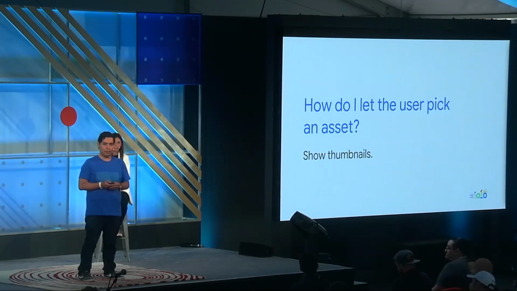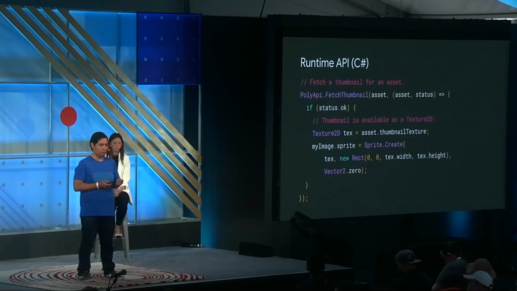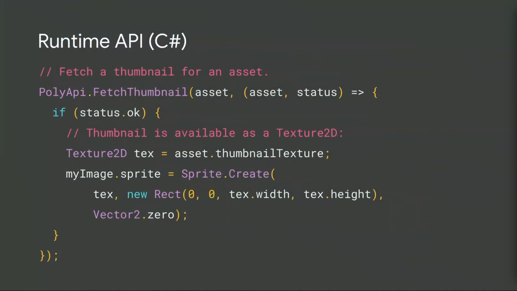Well, we have thumbnails. So the API allows you to download thumbnails for any assets in our API. So for example, if you have an asset from a list assets result and you want a thumbnail for it to show to the user, all you have to do is call the fetch thumbnail API call.